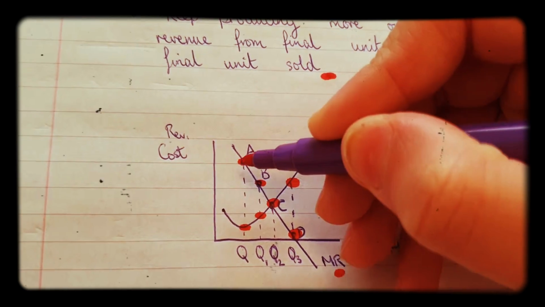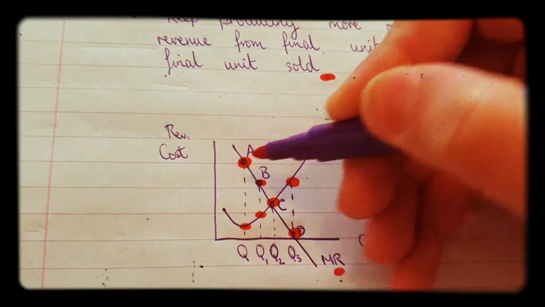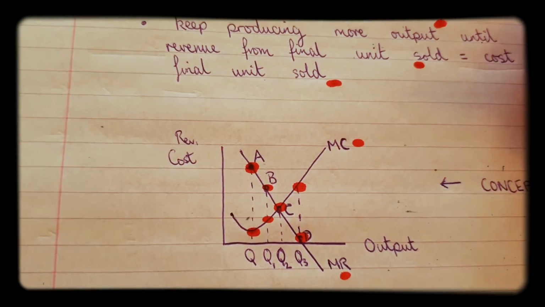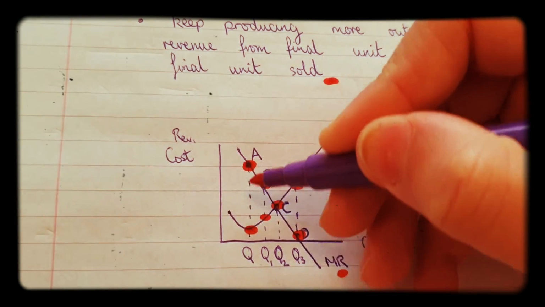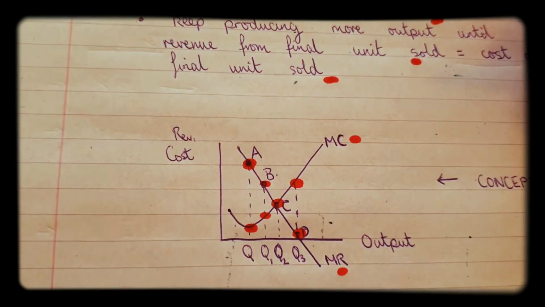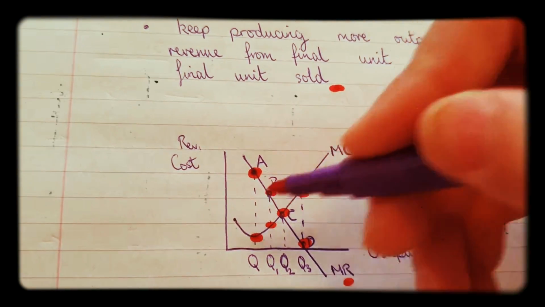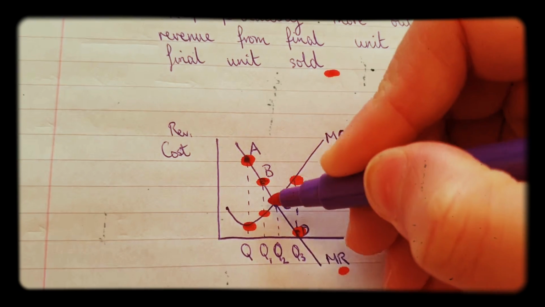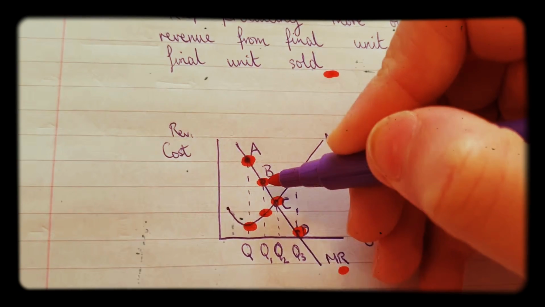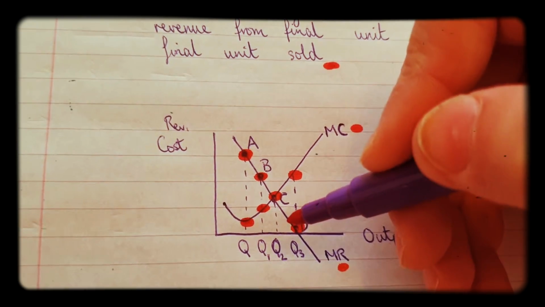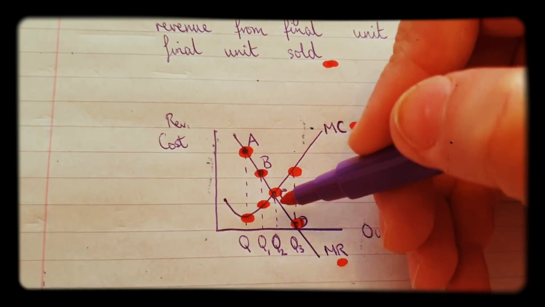For example, if we start at point A, the revenue is here and the cost is here of the final goods sold. The entrepreneur is making profit because the revenue exceeds the cost on that unit. So the entrepreneur says, why not? Let's produce even more output. So they increase their output, they go to point B. At point B, the revenue of the final goods sold still exceeds the cost. So they decide to keep producing more.